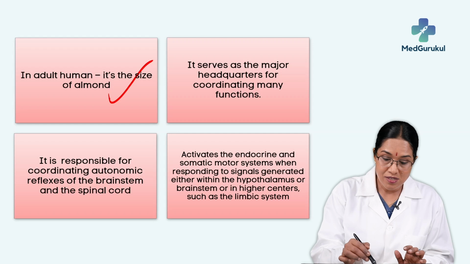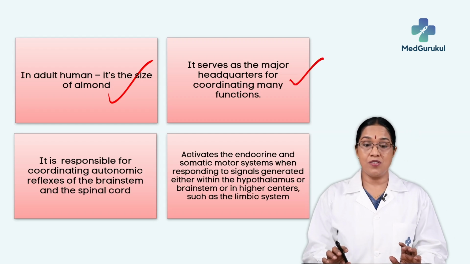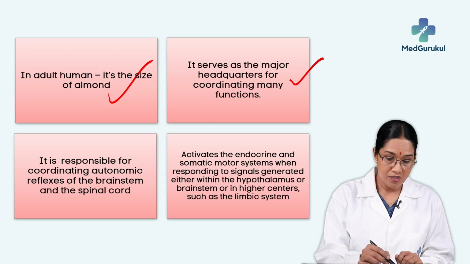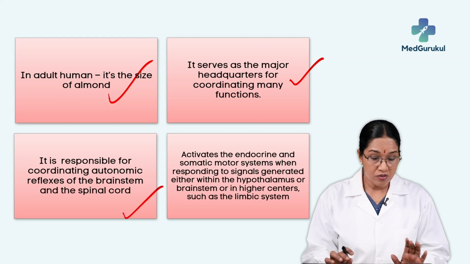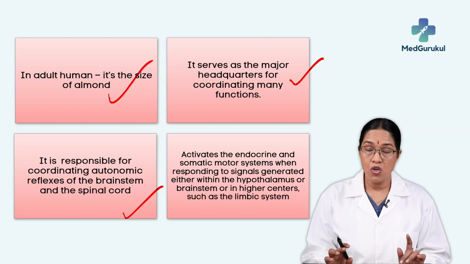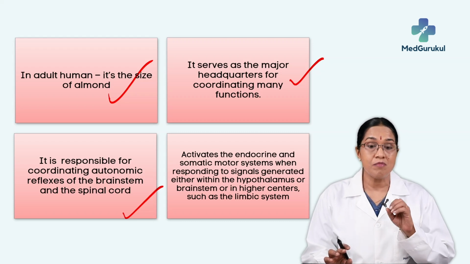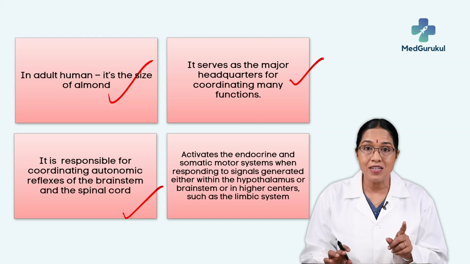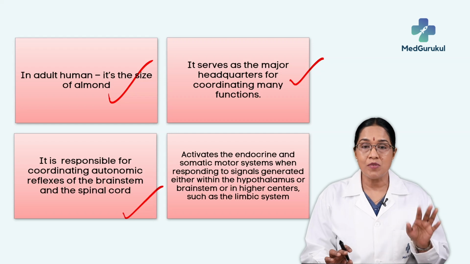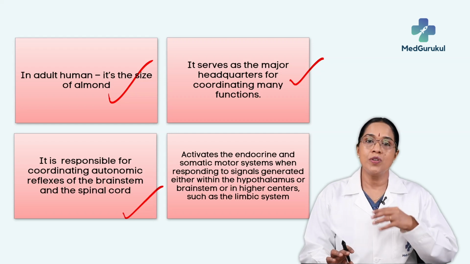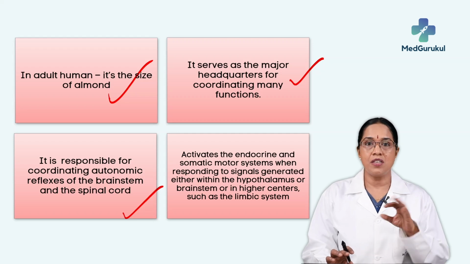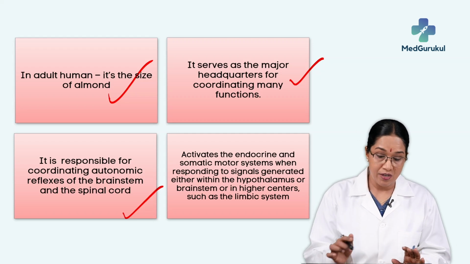That's number 1. It serves as a major headquarters for coordinating many functions in the body. It's responsible for coordinating autonomic reflexes of the brainstem and also the spinal cord. So, both the autonomic reflexes of the brainstem and the spinal cord are being coordinated at this almond-sized structure, which is a collection of nuclei doing all diverse functions. And it's a major headquarters for coordinating many functions in your body.